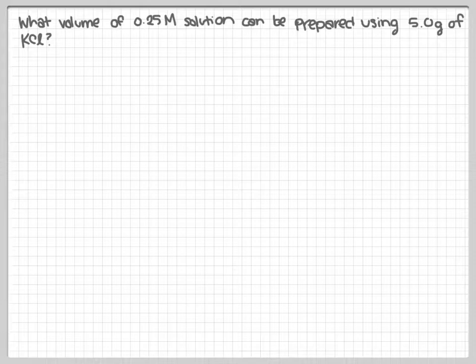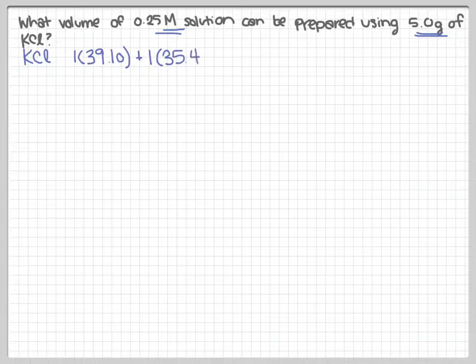Again, I can see that I have a molar concentration, so that's going to be moles per liter, but they are giving me grams over here. So the first thing I know I'm going to have to do is find the molar mass of potassium chloride. For KCl, 1 K has a molar mass of 39.10, and 1 chlorine has a mass of 35.45, so this sums to 74.55 grams per mole. That's one of the conversion factors I'm going to need in this question.